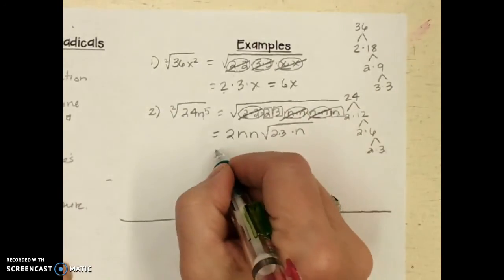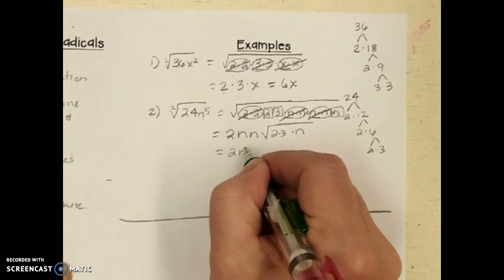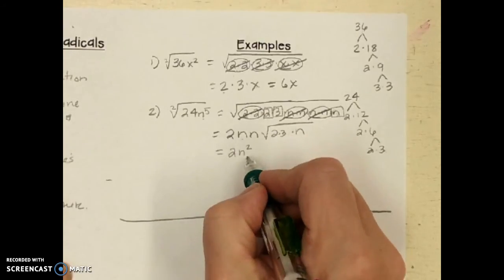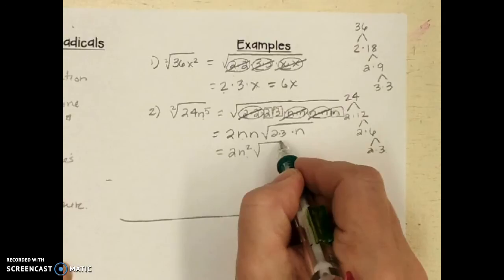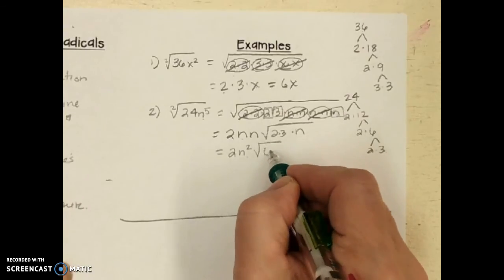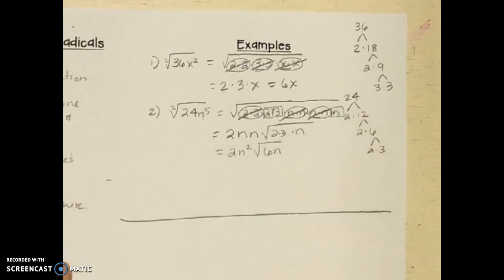So here's what I've got. 2n squared, because n times n is n squared. And that's going to be times the square root of 2 times 3, which is 6, and a single n. Back this up and watch it again if you need to.